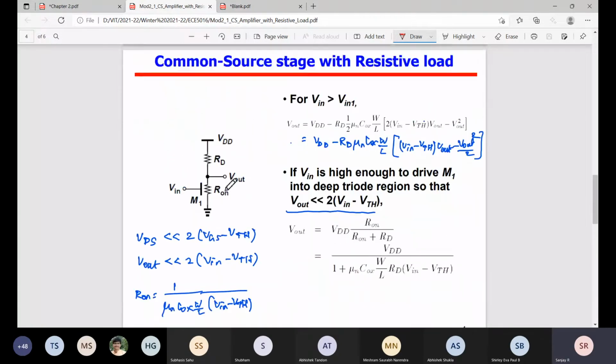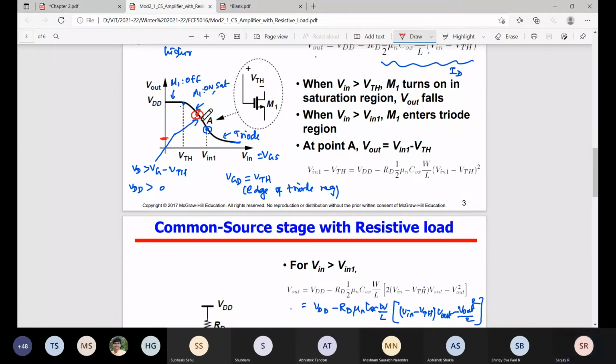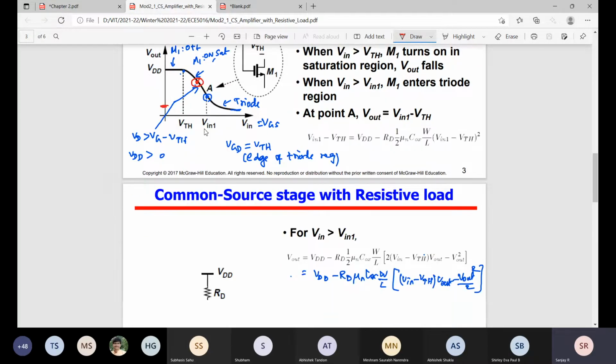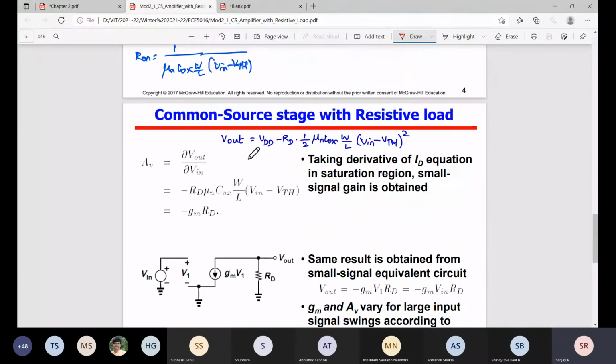Okay. So at this point, what is the gain? Gain means dou Vout by dou Vin, I want to find the slope. Differentiating Vout with respect to Vin at this point. Vout you already know: VDD minus RD into the saturation current expression. Differentiating, you will get this expression: minus RD mu n Cox W by L (Vin minus VTH). So what is this term? This term is GM.